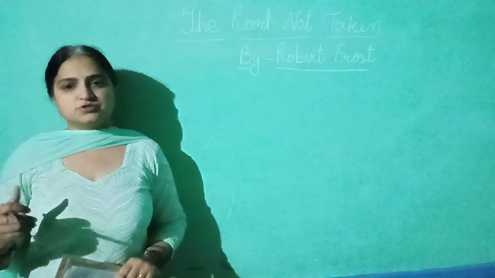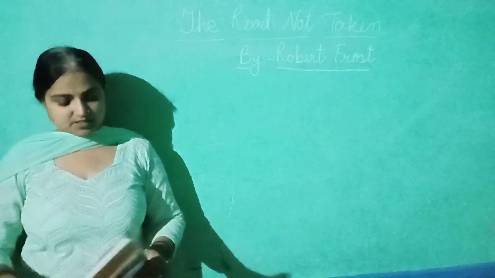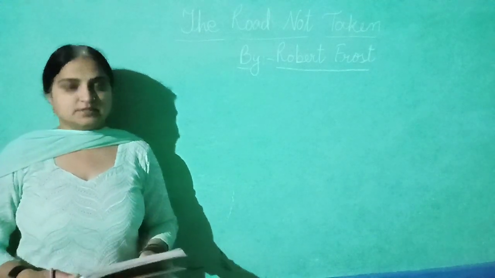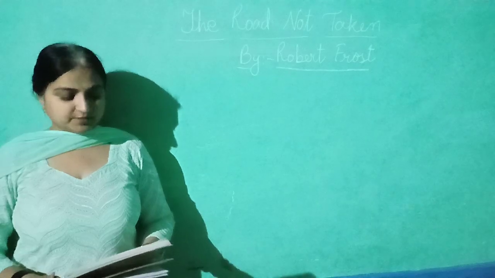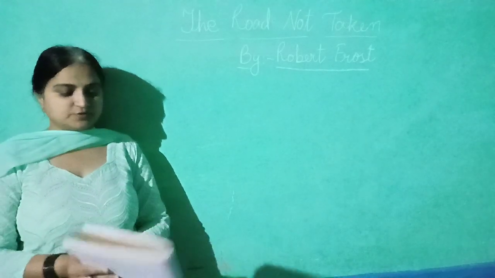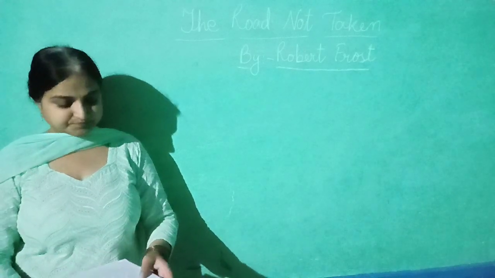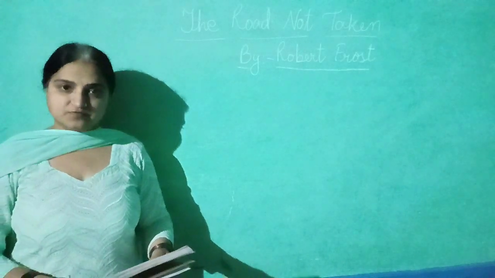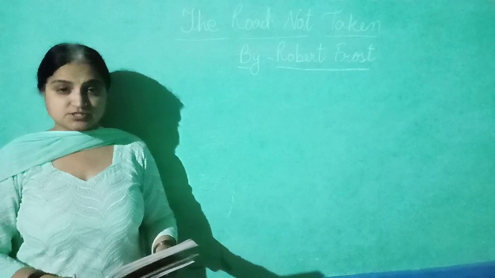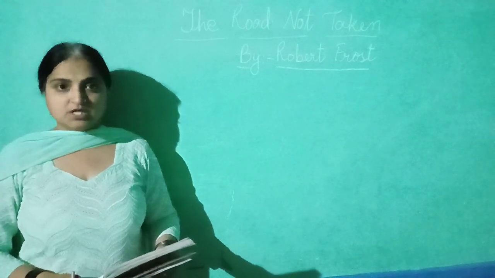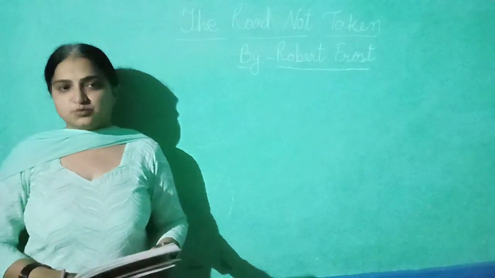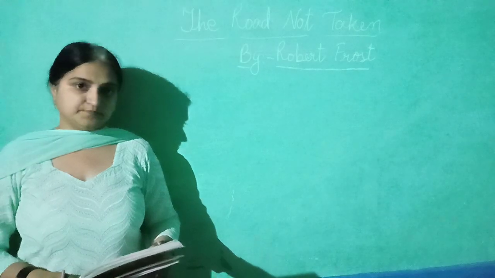So first of all, I am going to discuss here the poem. So keep your eyes on the text of the poem. I have written the text of the poem on my copy and I am going to discuss it with you. Two roads diverged in a yellow wood, and sorry, I could not travel both. So these are the opening lines of the poem, The Road Not Taken.